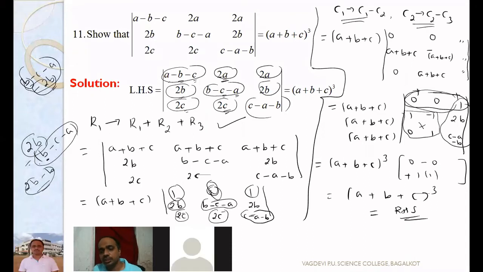Yes, Anurag, please ask the doubt. Sir, I didn't understand this. Which one? C1 changes to C1 minus C2. You did not, sir. That one, sir. C1 minus C2. So what is the first element in C1?